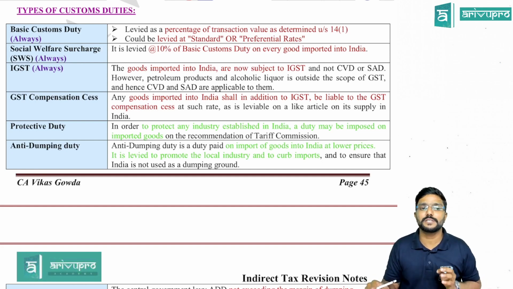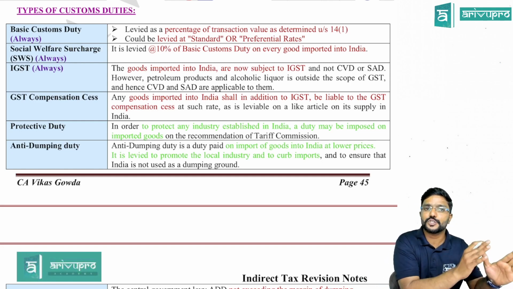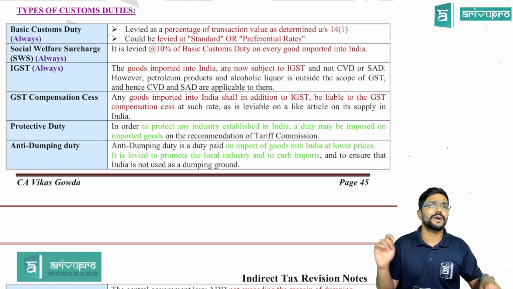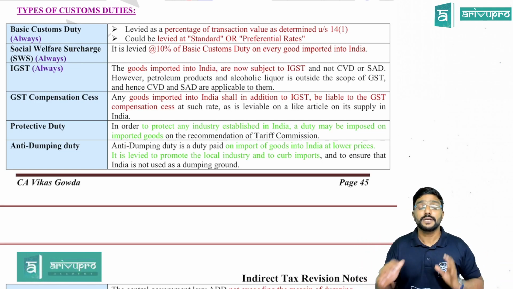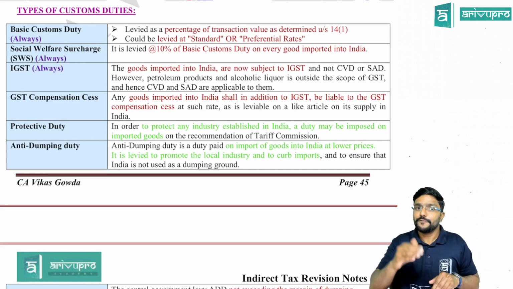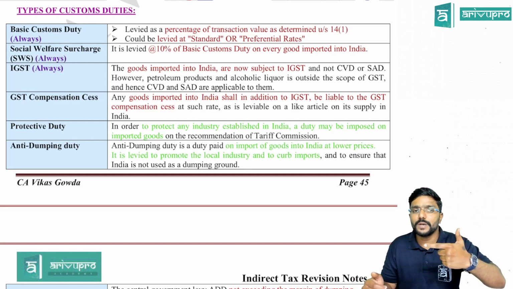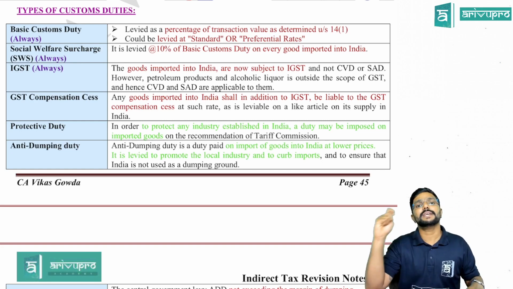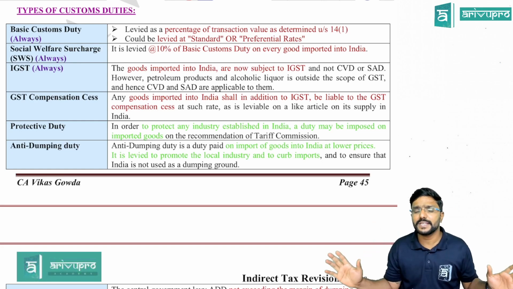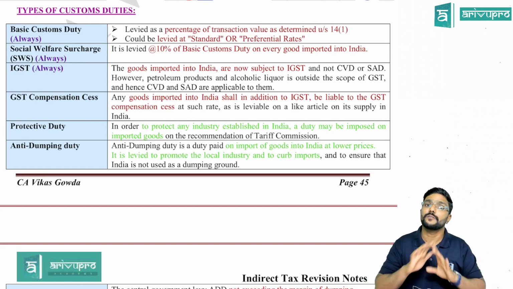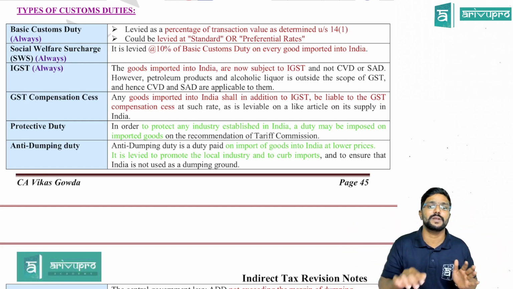Then IGST will always be levied. So wherever I have mentioned always, that is irrespective of whether it is separately given in the question or not, you have to calculate it. The goods imported into India are now subject to IGST and not CVD or SAD. But if there are any goods on which GST is not applicable in India, if you are importing that, like alcohol or petroleum products, then on the import of that, in addition to basic customs duty, even CVD and SAD would be levied. Whereas in any other case, in addition to basic customs duty and social welfare surcharge, IGST would be levied for all imported goods on which GST is applicable in India.